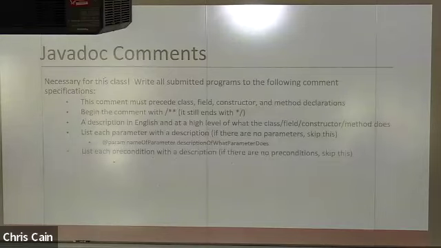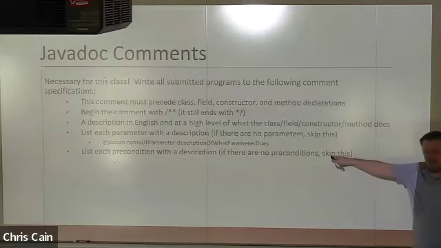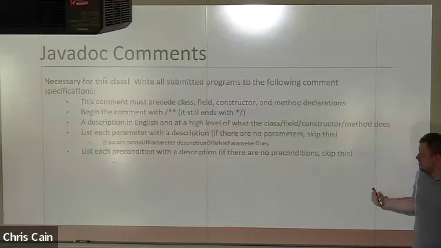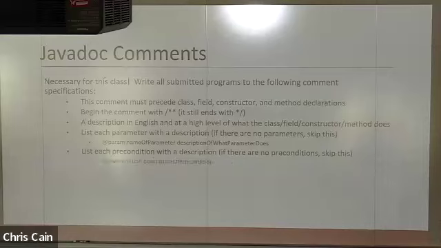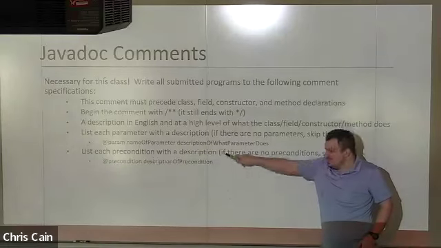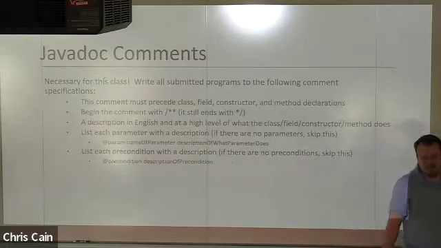Then you will list each precondition for that method, assuming that it's a constructor or a method. And again, not everything has preconditions, but if there are preconditions, you'll want to list them in the following way. You will say @precondition and a description of the precondition. You'll also want to map every one of these with some kind of exception that is thrown in that method.